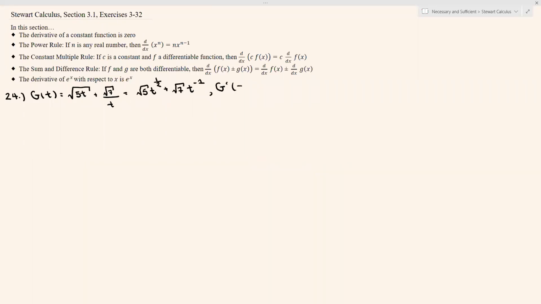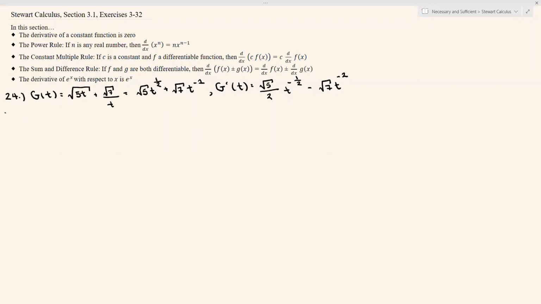So then g prime of t is equal to the square root of 5 times 1/2. That's the square root of 5 over 2. t to the power 1/2 minus 1 is negative 1/2. And we have plus the square root of 7 times negative 1, so minus square root of 7. t to the power minus 1 is minus 2.